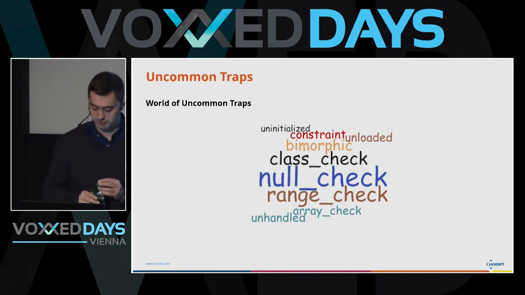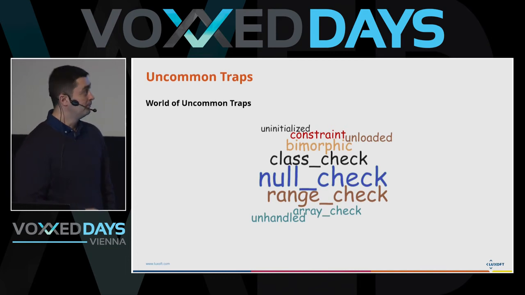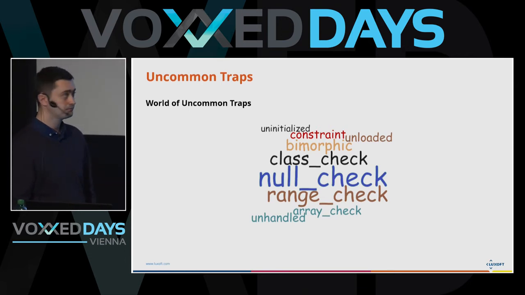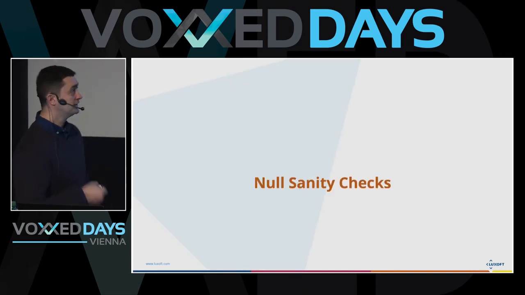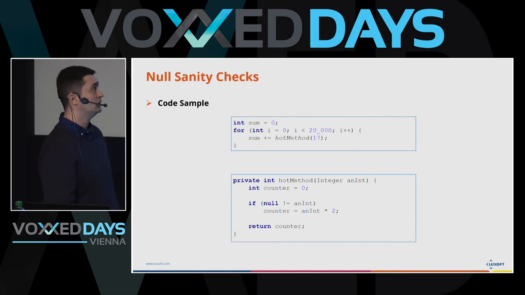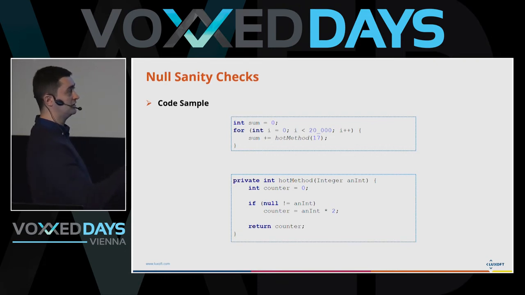Inside the hotspot, there are a lot of uncommon trap situations, and for this talk I took out of them the null checks: how hotspot handles the null checks. For this, I took this code, again, the hot method, the same method, and I'm calling it with an integer which is not null. Inside the hot method, I say if my integer is not null, multiply and return the result, otherwise return 0. So I have this null check.